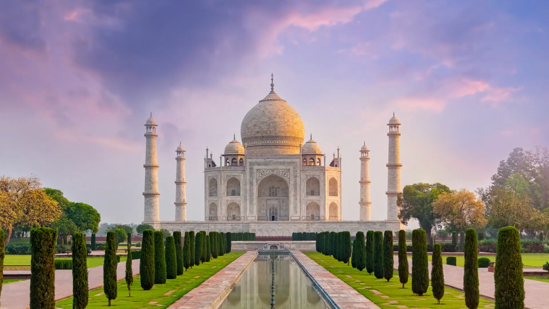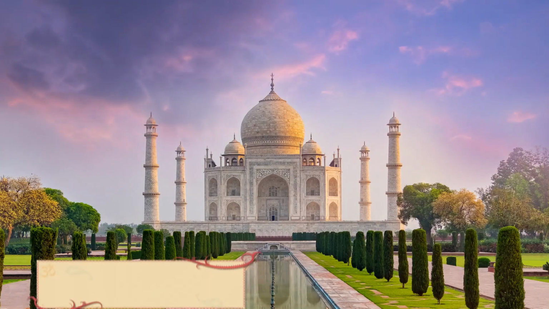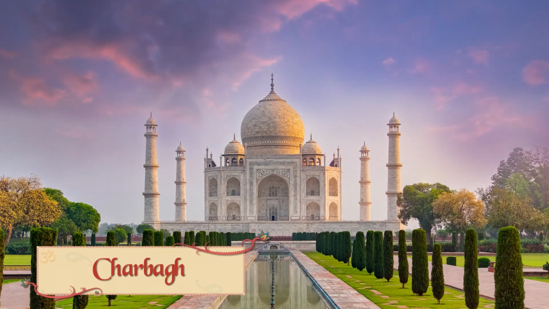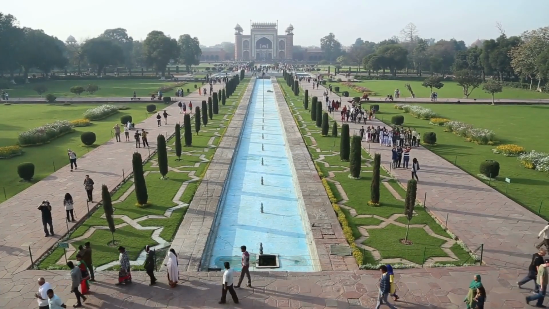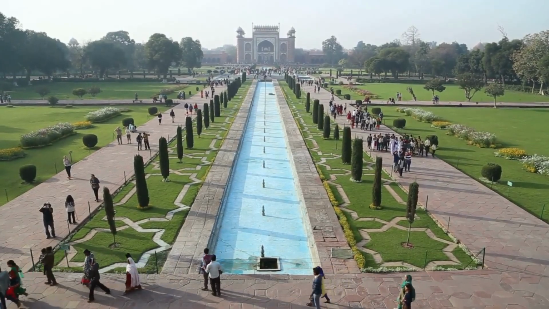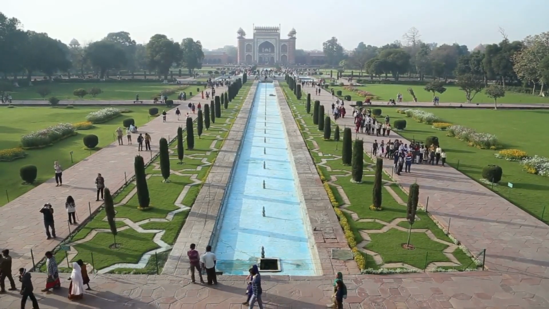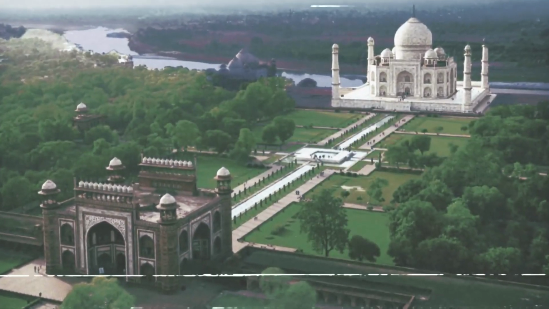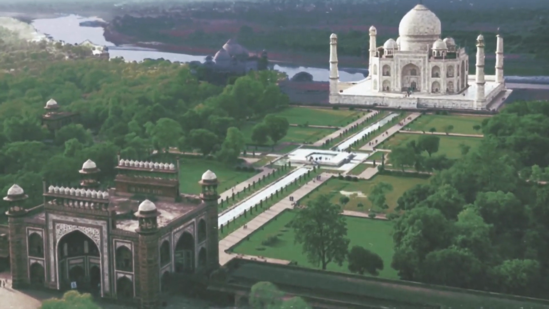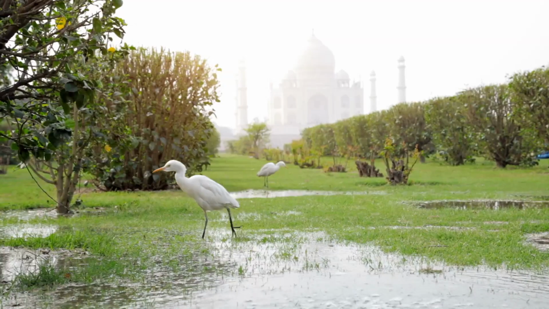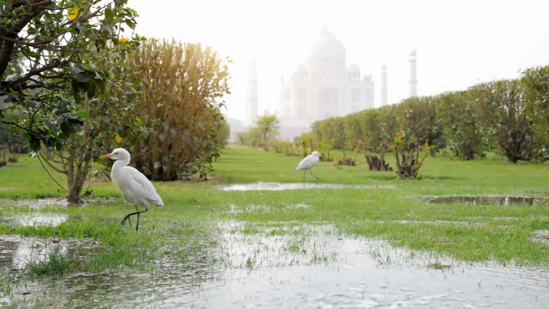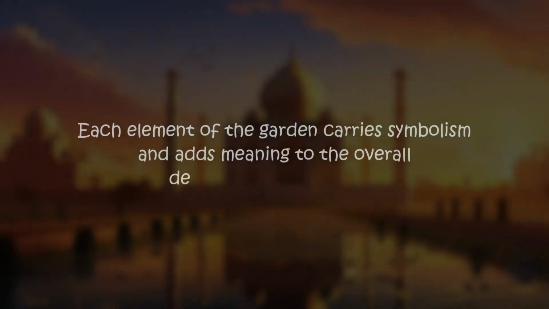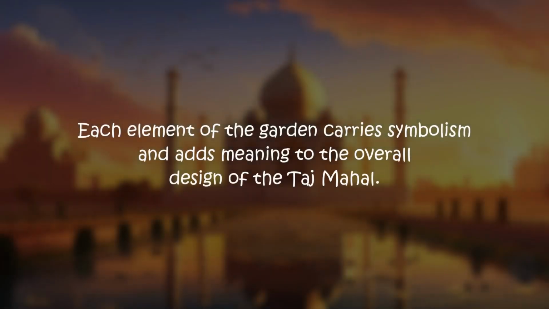Another key aspect of the Taj Mahal is the garden it is surrounded by, known as a charbagh or 4-part garden. This layout is inspired by Persian garden designs, and it symbolizes the Islamic representation of paradise, which is described in texts as a garden filled with abundant trees, flowers, and plants, where 4 rivers source at a central spring. Similarly, the charbagh was built to feature 4 squared sections, divided by narrow canals of water. Each element of the garden carries symbolism and adds meaning to the overall design of the Taj Mahal.